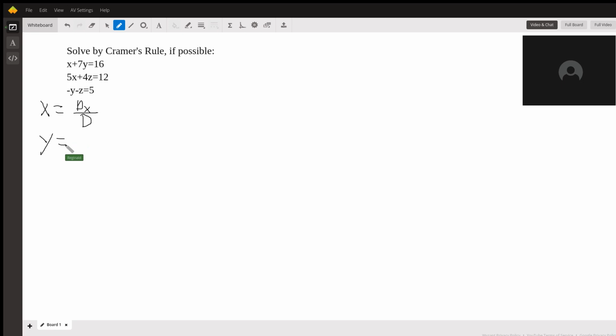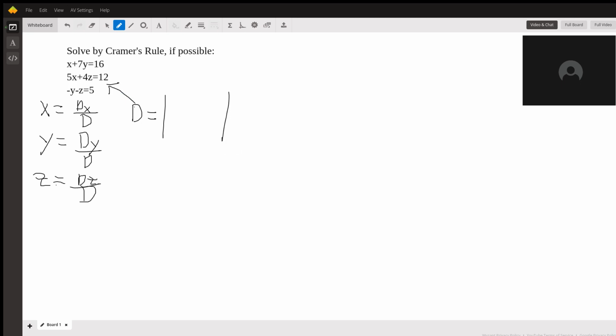And the same thing goes for y and z. Okay, so if we look here, our capital D is going to be the determinant of everything on the left side.